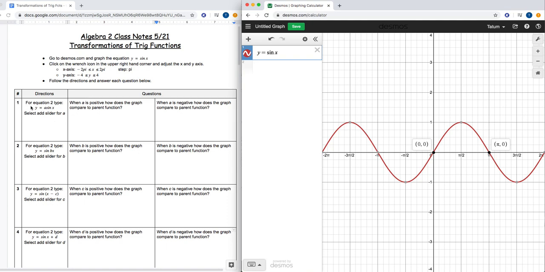So for number 1, for equation 2, equation 1 is y equals the sine of x. We are going to type y equals a times the sine of x. For equation 2, we're going to leave our original graph alone and we're just going to add y equals a times the sine of x. When it pulls up add slider for a, you're going to select that and add that slider. Now play with that slider.